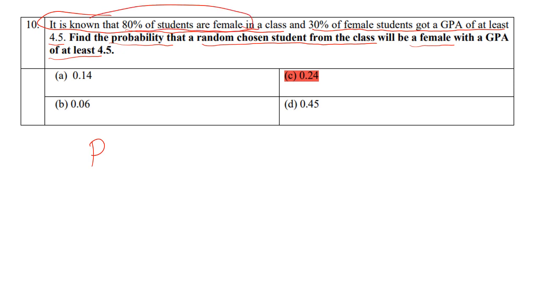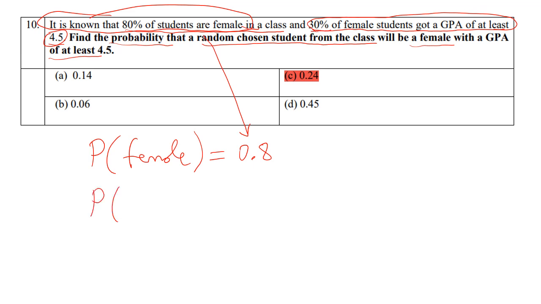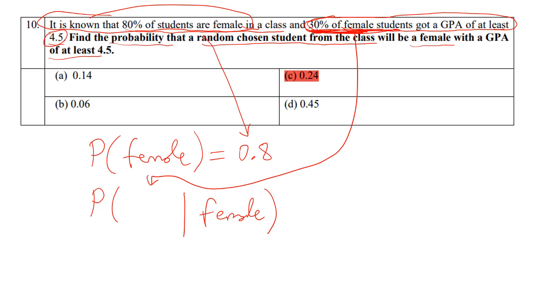80% of the students are female. So what's the probability that when you choose a student, the student is a female? It's 80%, so it will be 0.8. Now, 30% of female students got at least 4.5. Since we are restricting this 30% to female students, this is the percentage of female students, so you can take it as a conditional probability.